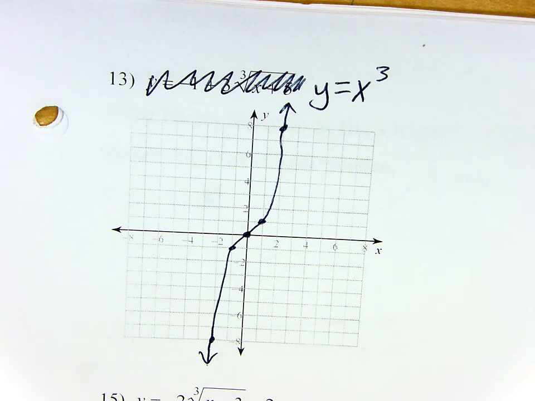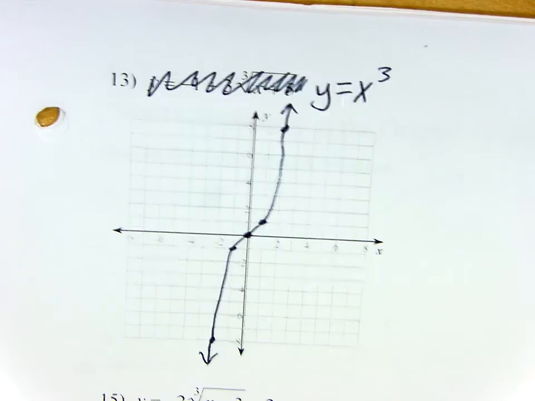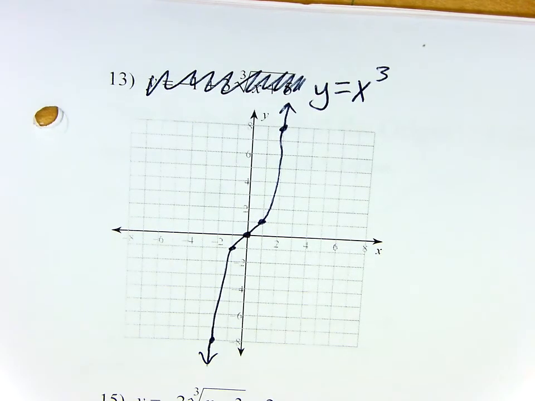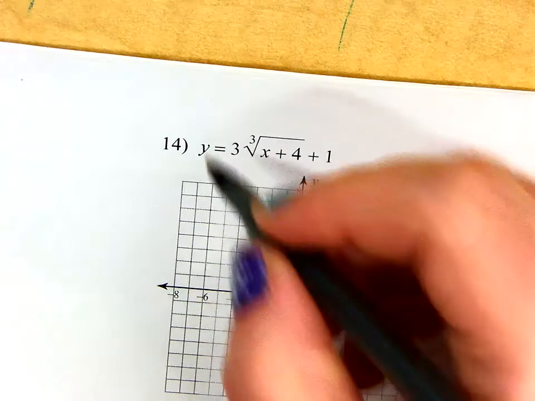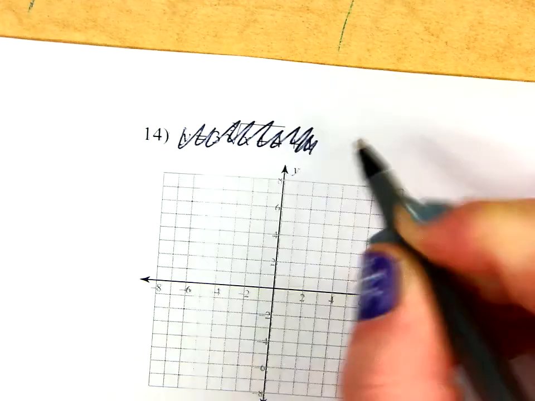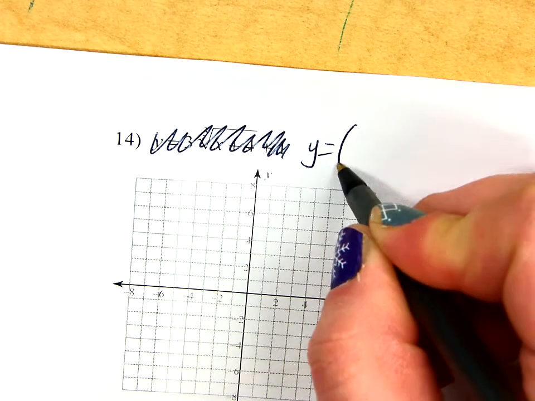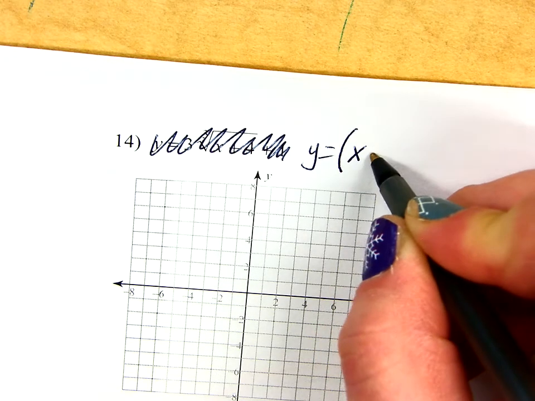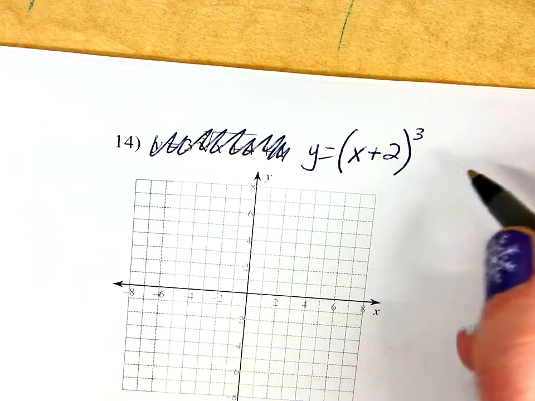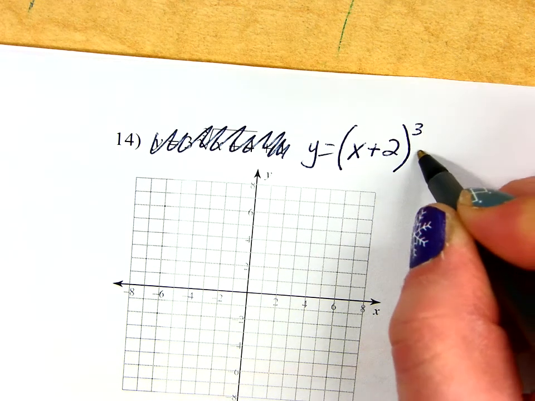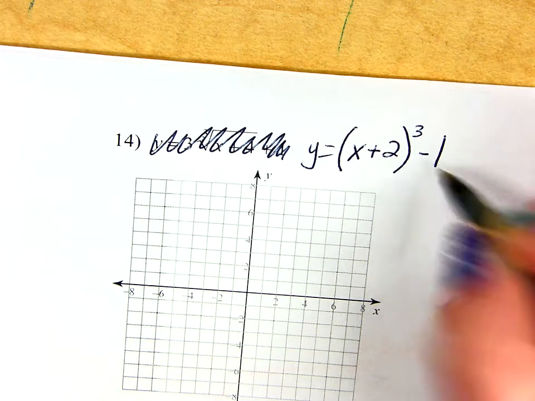And all the same rules apply. So if you had something in there with the x, then it's going to tell you to shift it left or right. If there's something on the outside, you move it up or down. So let's cross off 14, and we'll recreate that one as: parenthesis, x plus 2, close parenthesis, cubed, and then maybe, I don't know, minus 1, whatever.